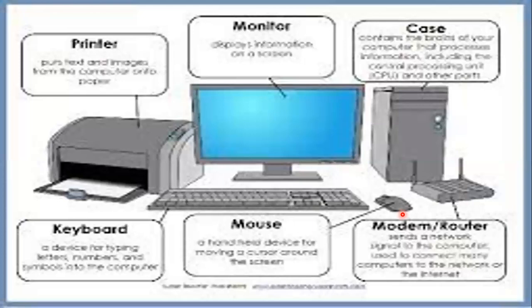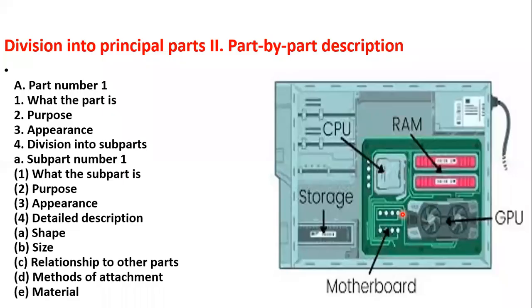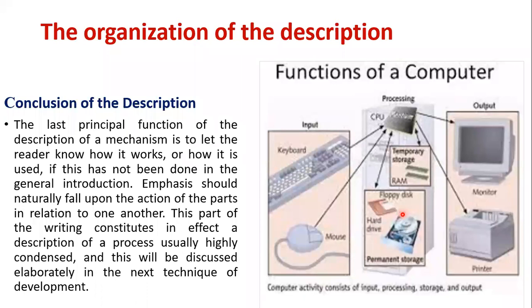Clear? Once you have done this, then we move to the overall description of the mechanism. Let's see the conclusions of the description, that is, how we conclude this report. Here we can explain how it happens. Clear? The last principal function of the description of the mechanism is to let the reader know how it works or how it is used.